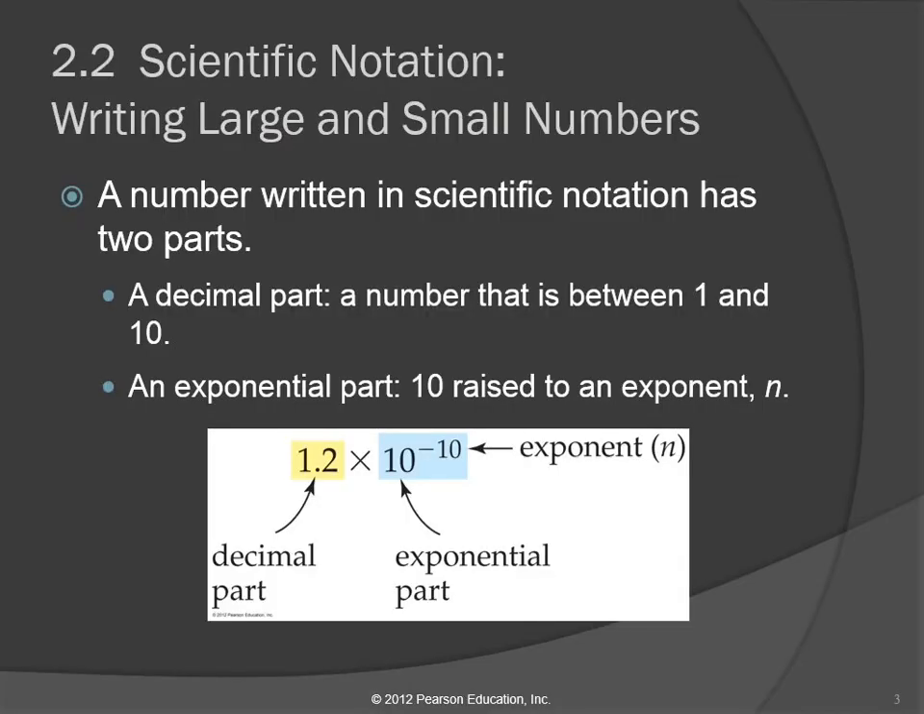I skipped section 2.1. I'm assuming there was a good reason that I did that. I can't remember what the reason was, but you should still read that in the textbook.